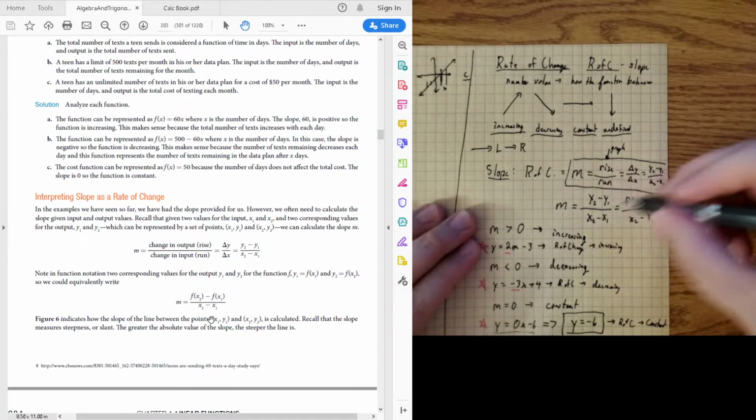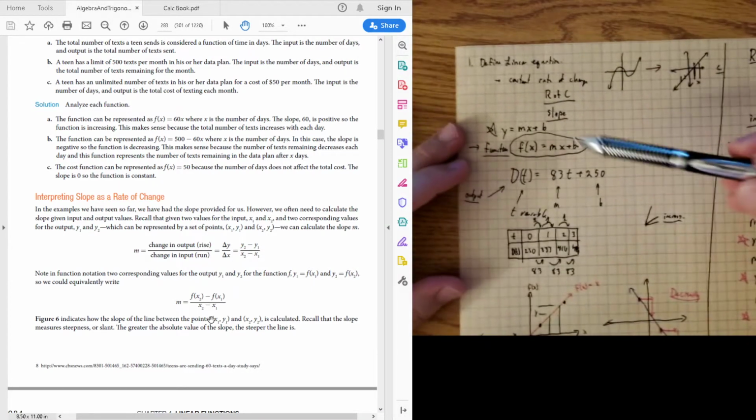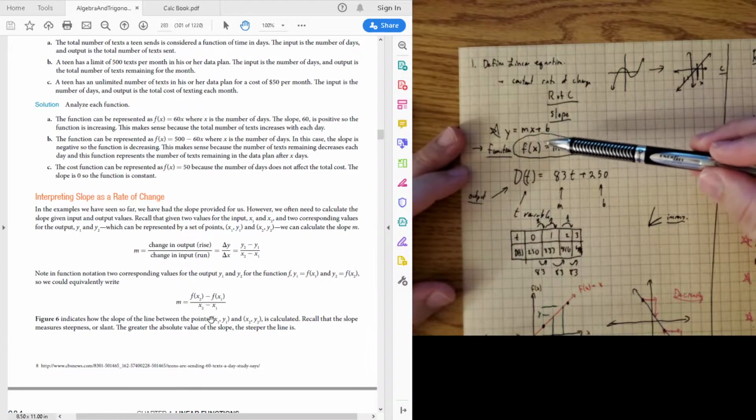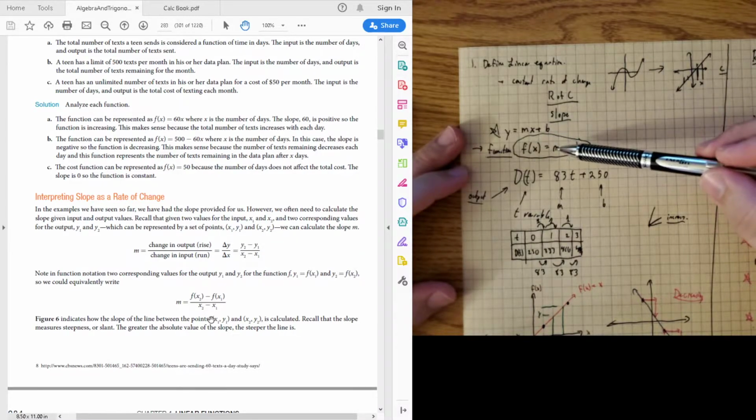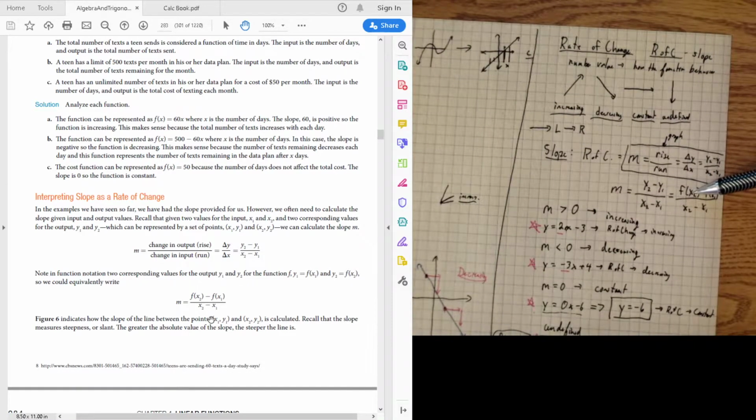It is the exact same formula. Do not be convinced otherwise. These two are equivalent. Because remember, y is equivalent to f of x. We saw that before, when we looked at function notation before. Y and f of x are essentially the same. So if we look at y2, it's f of x2. The 2 stays constant, the y changes to f of x.